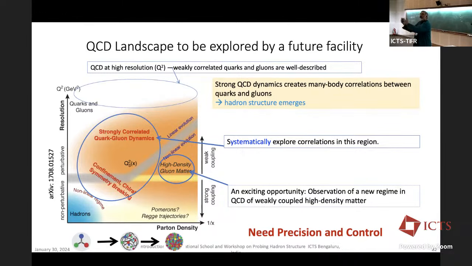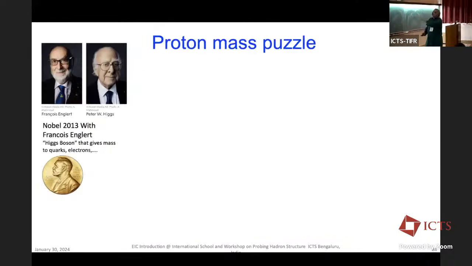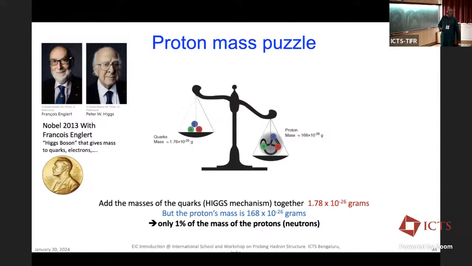Yes, and there I will try to see if I see any evidence of something new emerging. So that's the overall picture that we need. One of the consequences, and people think and talk about this, is the proton mass puzzle. You look at the three quarks that make the proton, the UUD, and you ask, what is their collective mass?